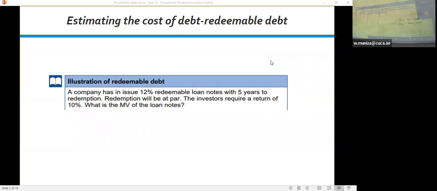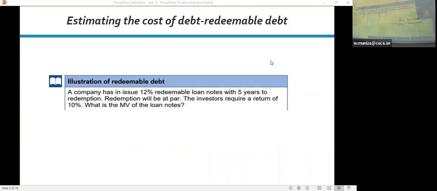It is not being paid in perpetuity or in annuity. That is why we are not going to apply the annuity factor, and the present value factor is going to be applied on it. So for year 5 at 10%, the present value factor is 0.621. So 0.621 multiplied by 100 is 62.1. Now 62.1 plus 45.492 will be the market value of these redeemable notes.